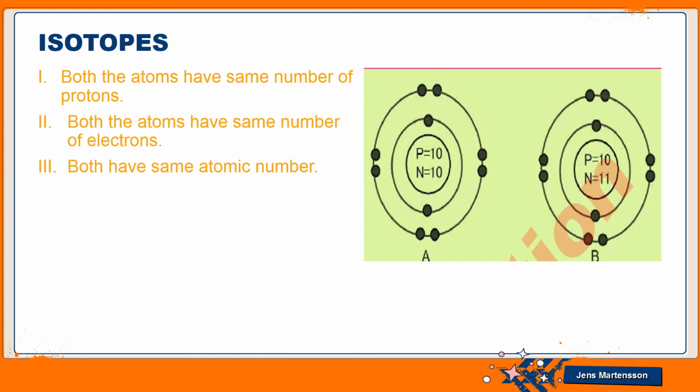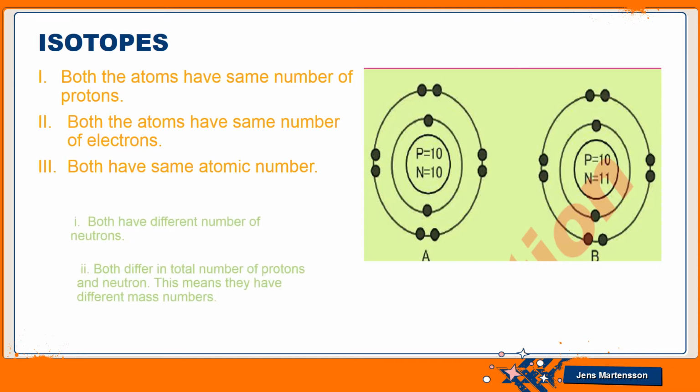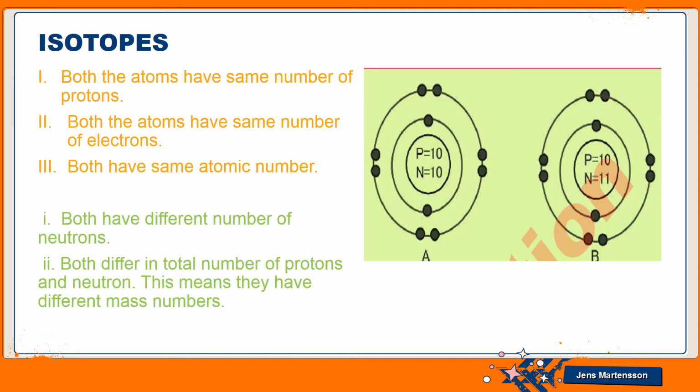Now look at the differences between these two atoms. The first difference is they have a different number of neutrons. Here N is indicating the number of neutrons. So atom A has 10 neutrons and atom B has 11 neutrons. So the number of neutrons is different.